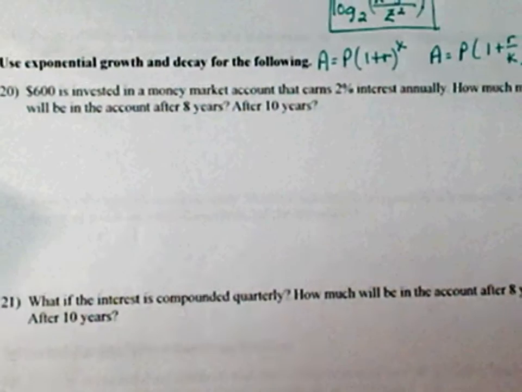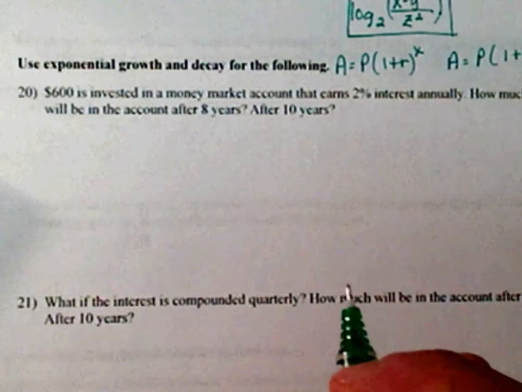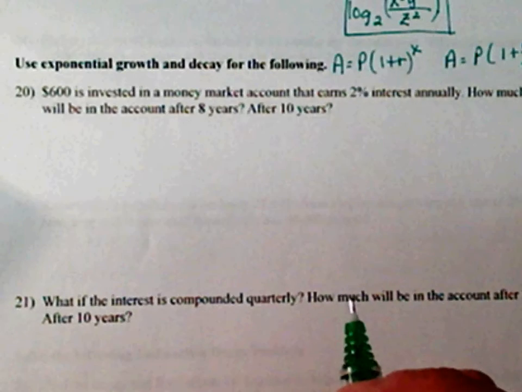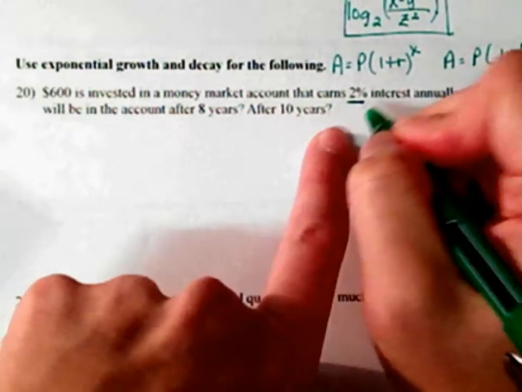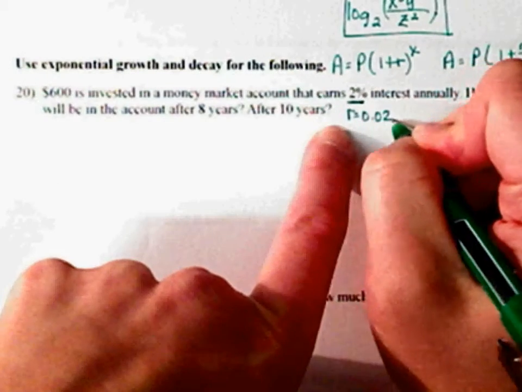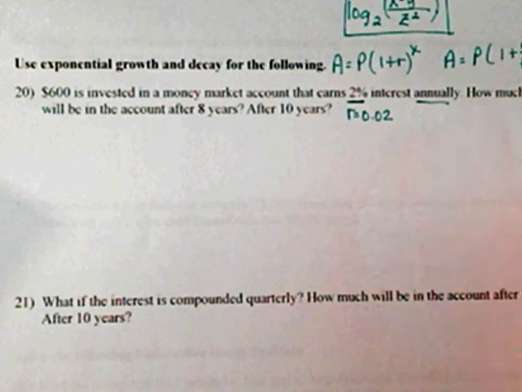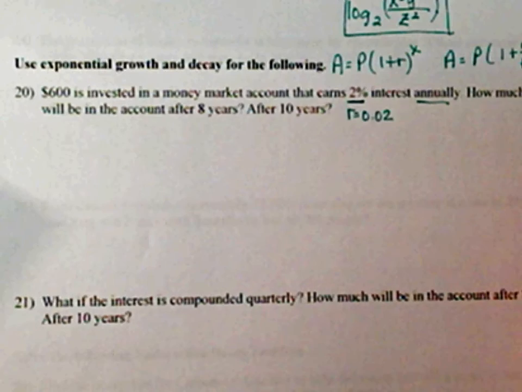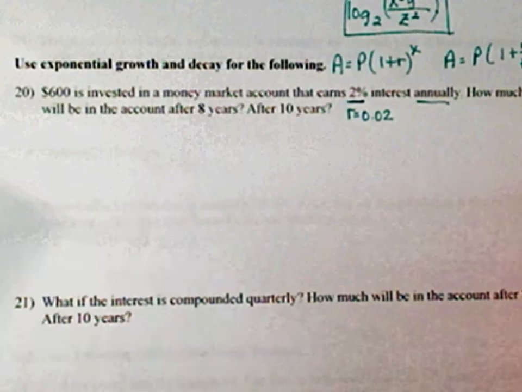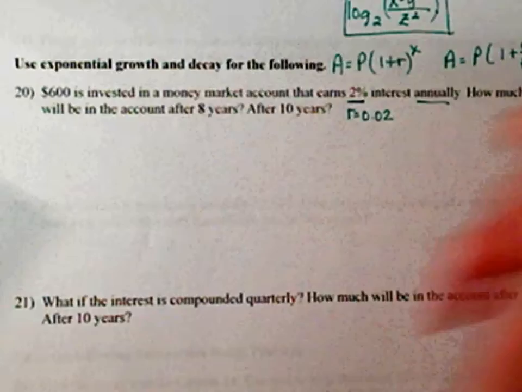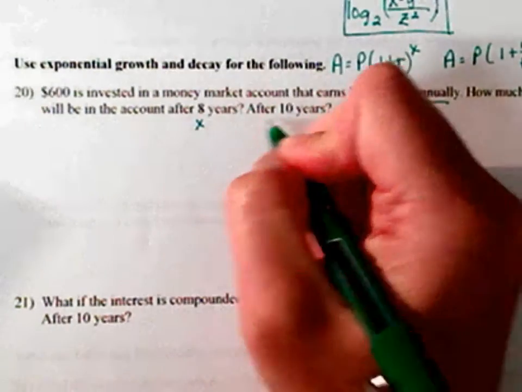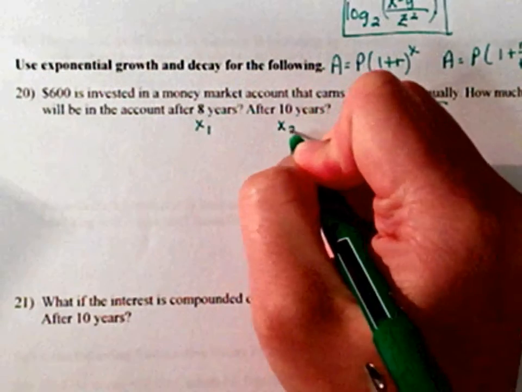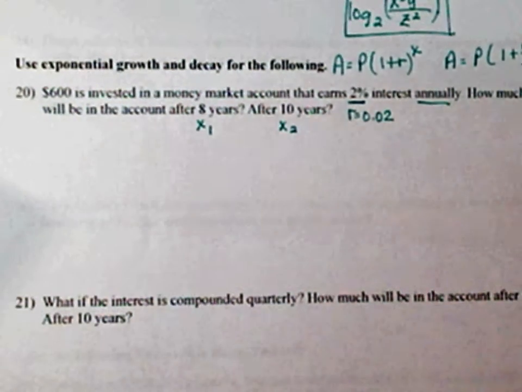Let's look at number 20. Number 20 says $600 is invested in a money market account that earns 2%. So your rate is r equals 0.02. It's being earned annually. Notice it didn't say compound. Compound is like you're adding it back on. How much money will be in the account after 8 years? This is your x or your t. And here's x1, here is x2. Okay? So let's take a look at the 8 years first.